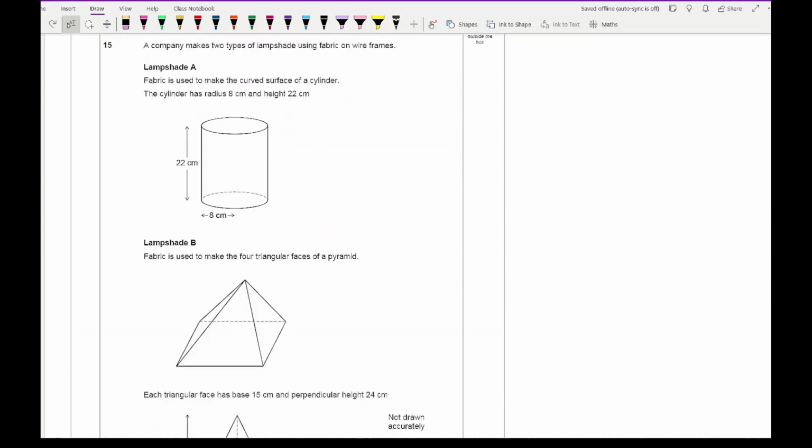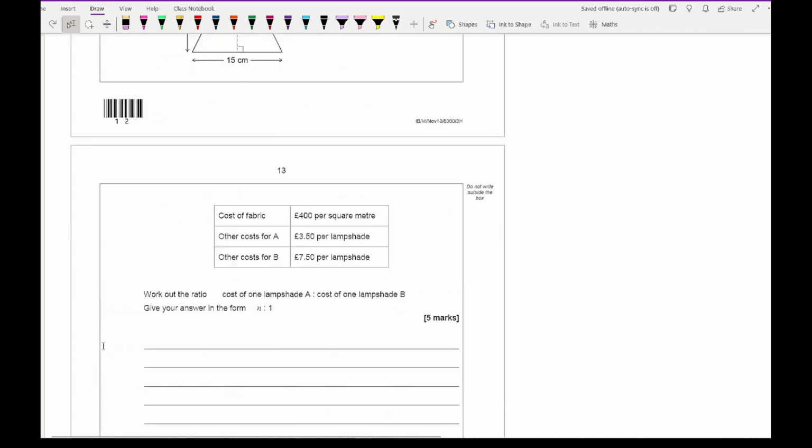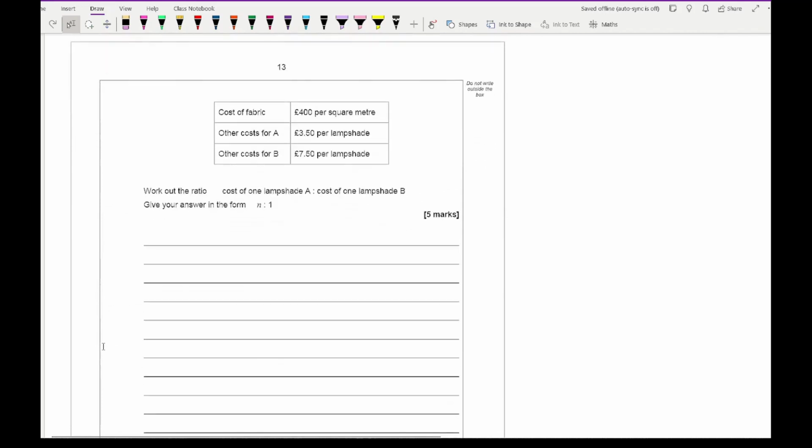So looking at question 15, it says the company makes two types of lampshade using fabrics on wire frames. Lampshade A, fabric is used to make the curved surface of the cylinder. The cylinder has a radius of 8 and height of 22. Lampshade B, fabric is used to make 4 triangular faces of the pyramid. Each triangular face has a base of 15 and perpendicular height of 24. Got some costs and some measurements there. The question's asking us to work out the ratio of the cost of one lampshade A to the cost of one lampshade B, and we give our answer in the form of x to 1.